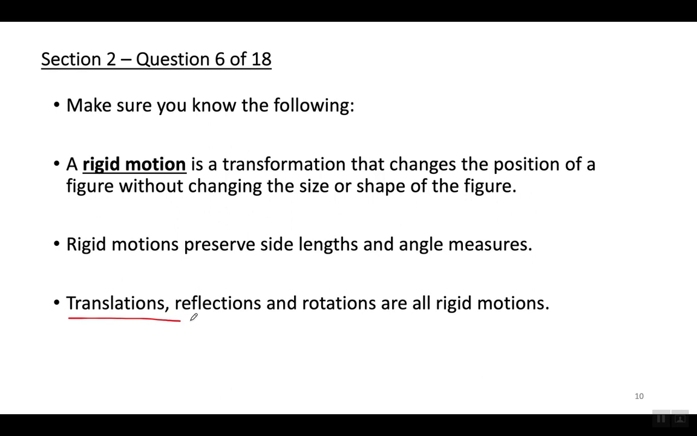And translations, reflections, and rotations are all rigid motions. So if you do any of these, that's a rigid motion. It keeps the sides and the angles exactly the same in length and measurement, and it does not make it bigger or smaller. The only transformation that we studied that makes it bigger or smaller and is not a rigid motion is dilations. But these three are rigid motions. So make sure you know this because that's what the question is asking you about. And again, you can have my PowerPoint while you're doing the test, so there's no reason to get this one wrong.